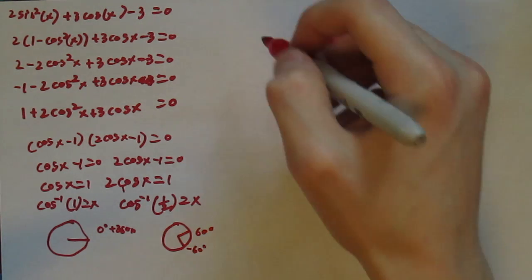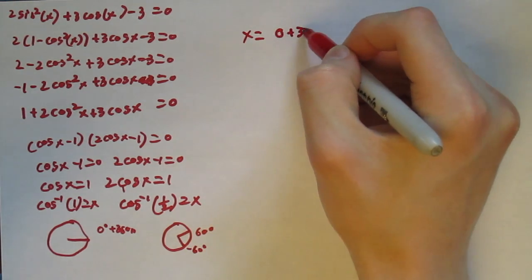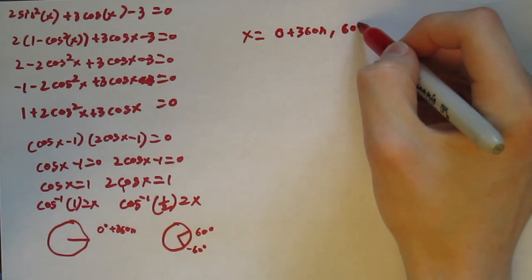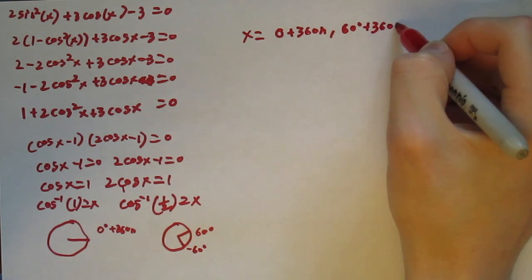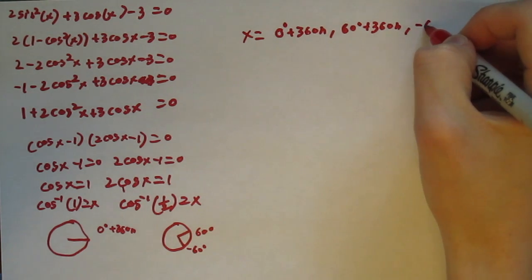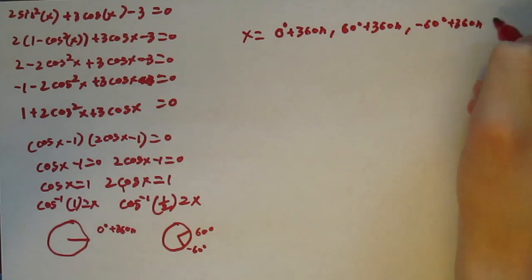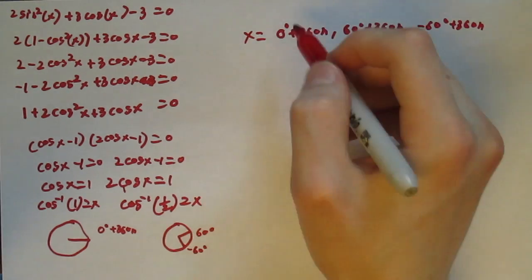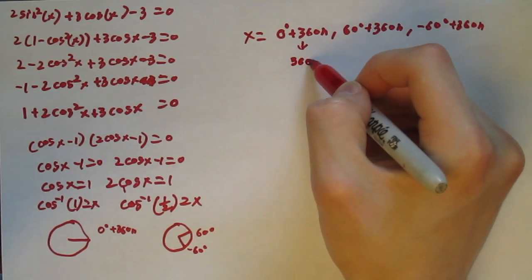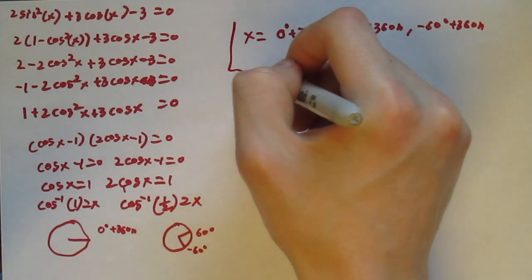So what we get is that x equals 0 plus 360n, comma 60 degrees plus 360n, comma negative 60 degrees plus 360n. So this goes away, and so this goes to 360n. So this is the answer.